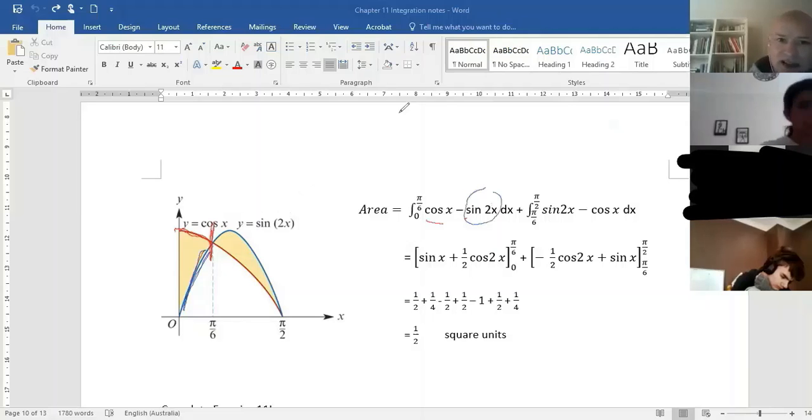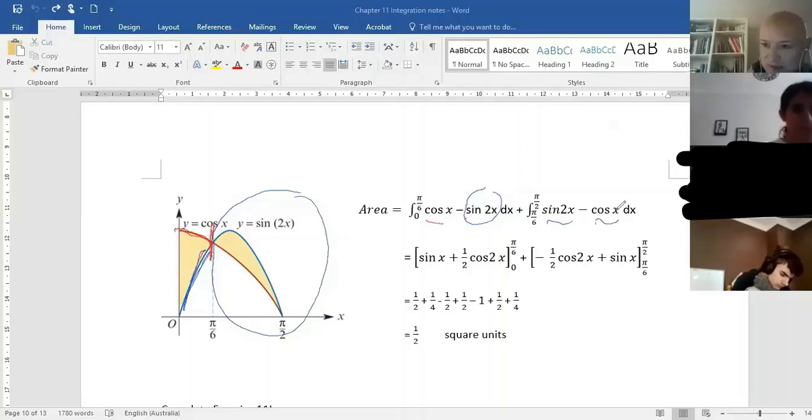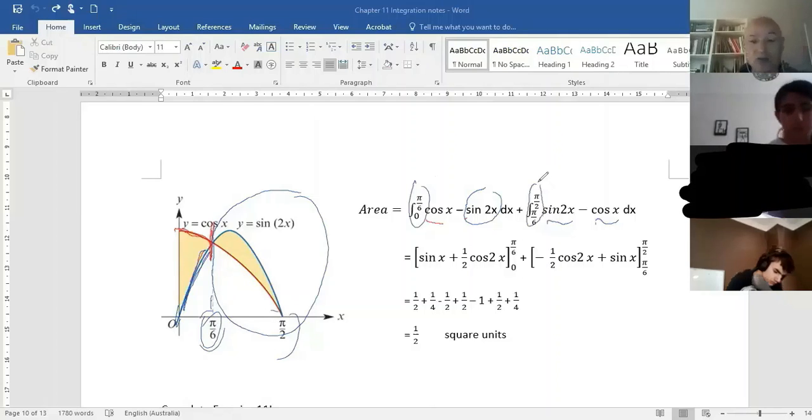But then on this half, I've got to do the opposite. The blue is first, so I've got my sine 2x and I'm minusing my red graph, which is the cos x. Any questions there? I've got my limits. The first one from 0 to pi on 6, and the second one from pi on 6 to pi on 2. So you've got to make sure your limits are correct.